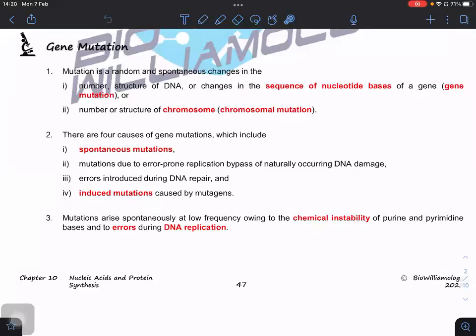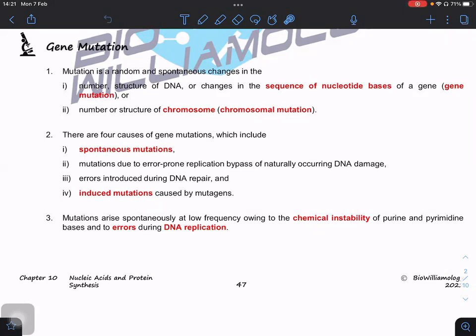Okay, so first of all, when we talk about gene mutations, they are random and spontaneous changes. Basically, we don't know when they happen. At which level can it happen? At the DNA level, basically a particular gene. We can change the number of nucleotides, or the sequence of nucleotide bases of a gene. Therefore, gene mutation is also known as DNA mutation. Are you clear? It only affects a particular gene.